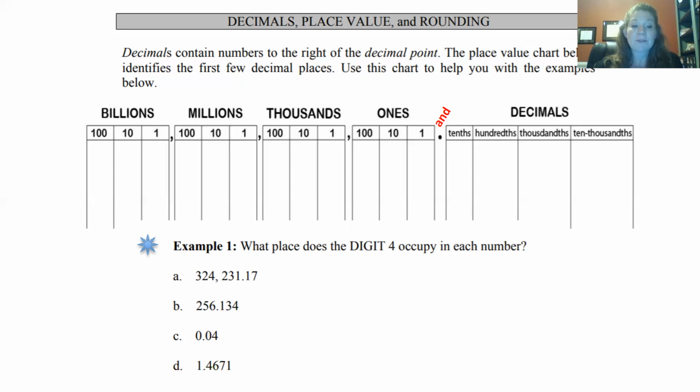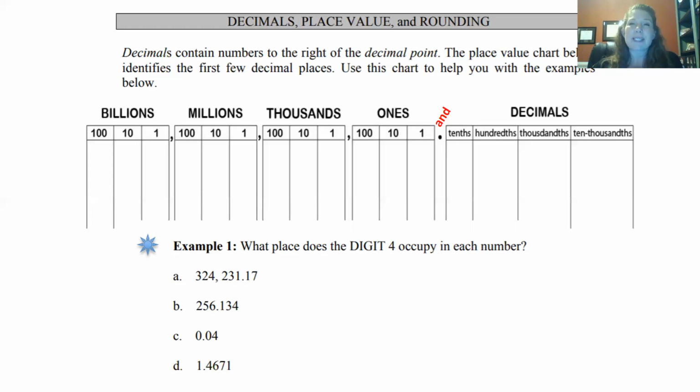Now, if you were going to say that number to the right of the decimal, you say it the same way you would say a whole number. For example, you would say 134, but since it's a decimal, the last thing out of your mouth has to be the place value that the last digit is sitting in. For example, you would say letter B, 256 and 134 thousandths. So at the decimal in my chart, I wrote the word and.